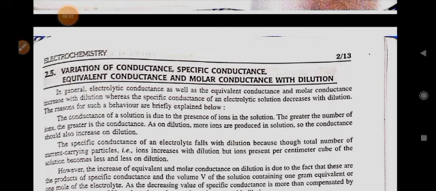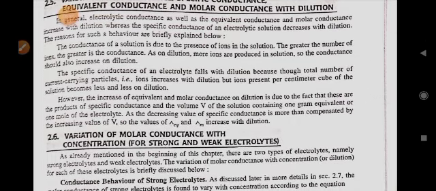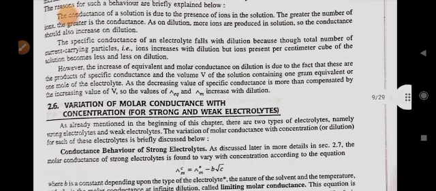The conductance of a solution is due to the presence of ions in the solution. The greater the number of ions, the greater is the conductance. As on dilution more ions are produced in solution, the conductance should also increase on dilution. The specific conductance of an electrolyte falls with dilution because, though the total number of current carrying particles, that is ions, increases with dilution, the ions present per centimeter cube of the solution become less and less on dilution.